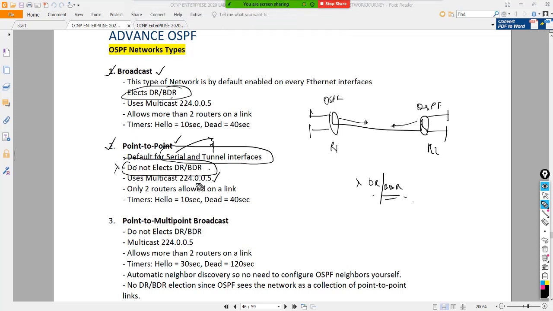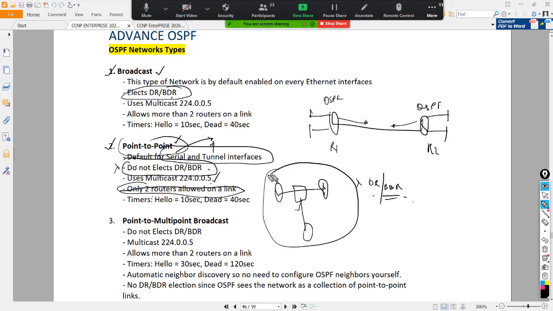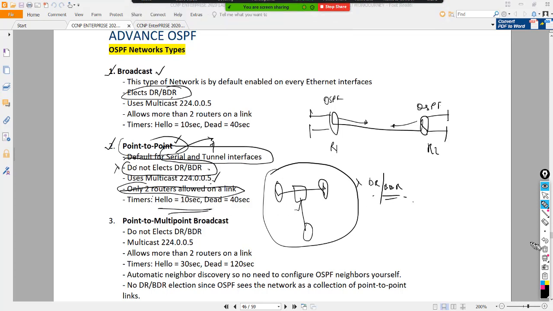Multicast IP by default is 224.0.0.5. In the case of point to point, it's strictly two routers. When you have two routers, they are called point to point. If you want to have one more router, you cannot call it point to point. You need to have a switch, and then you connect this way. Now they form a broadcast network. Timers are 10 and 40 seconds.